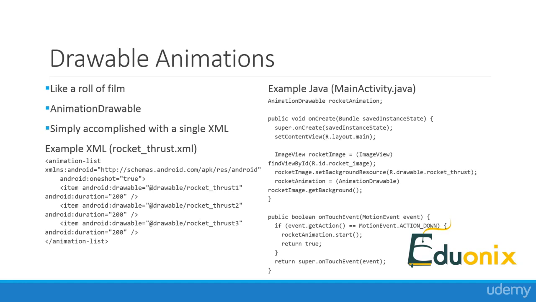We grab our image view and we set the background resource to the rocket_thrust.xml that we have defined. We then grab the AnimationDrawable from the image view by calling getBackground. On a touch event, we can start the AnimationDrawable by calling the start method.